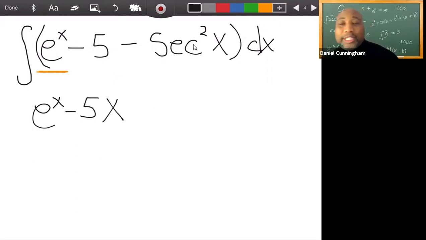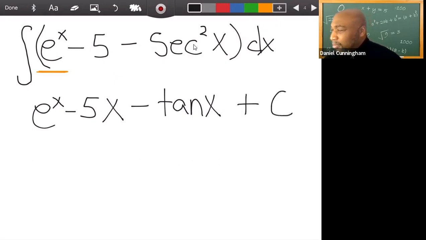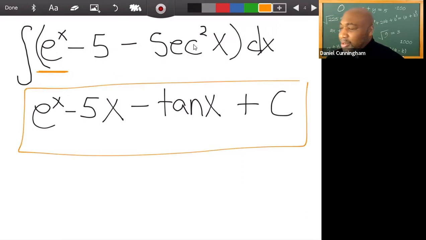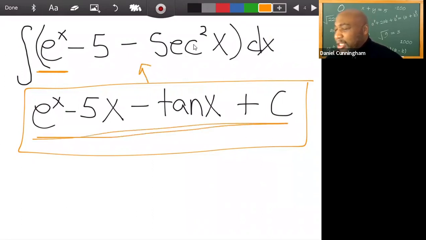And who knows this one? The secant squared of x. So you've got to think, what's the derivative that gives me that? Right, that'll be the tangent of x. And remember, it'll be minus tangent of x since there is a minus sign in front of that. And then you say plus c. Again, circle it. And then if you want to check it, you always can check your answer. Take the derivative of what's in the orange and see if it equals the function that's in the integrand.